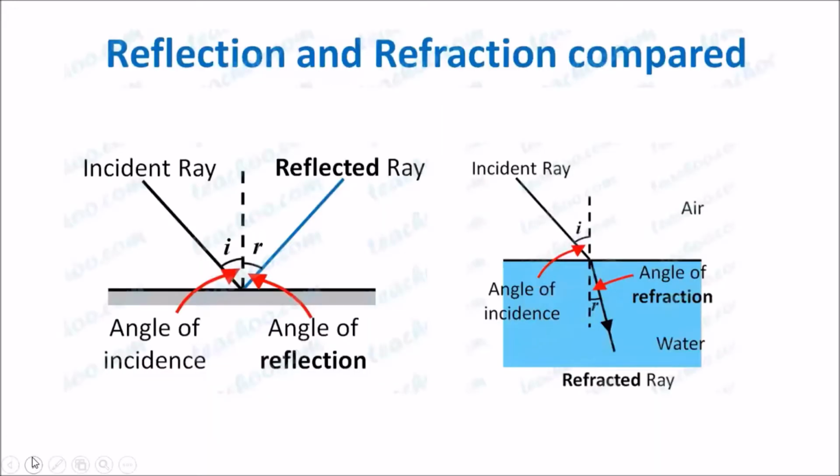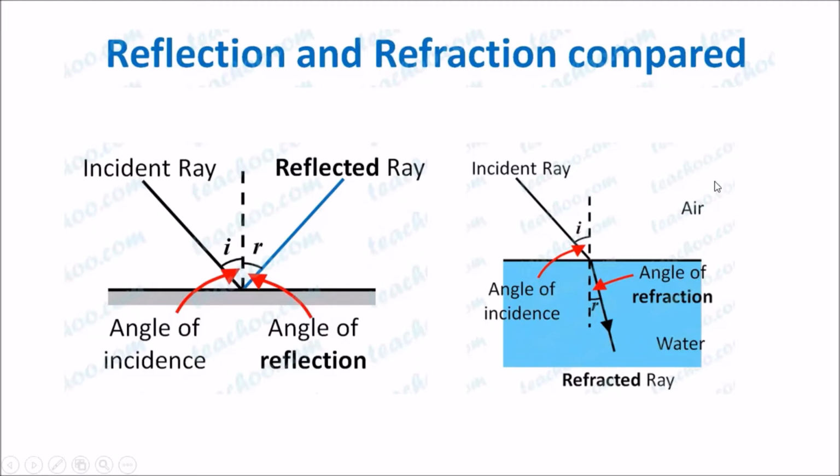Before we go further, let's understand the differences between reflection and refraction. On screen there are two images. On the left side, the image is of reflection of light. On the right side, the image represents refraction of light. We observe certain differences. In reflection of light, we have only one medium. There are no two media.